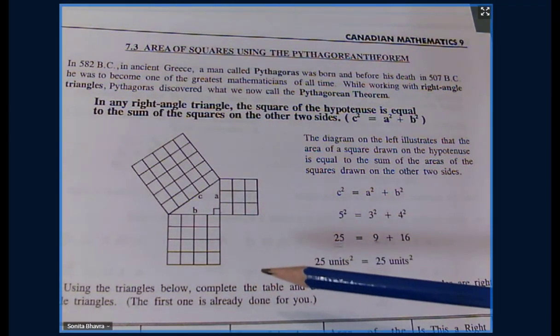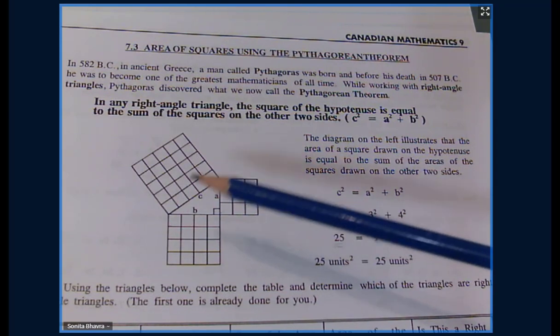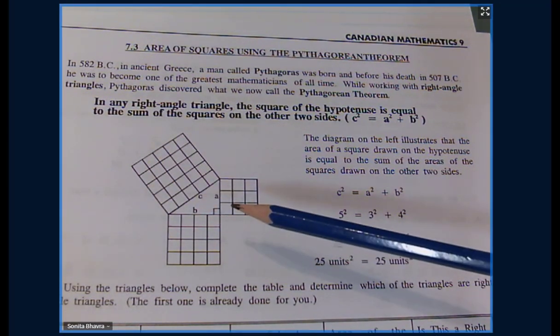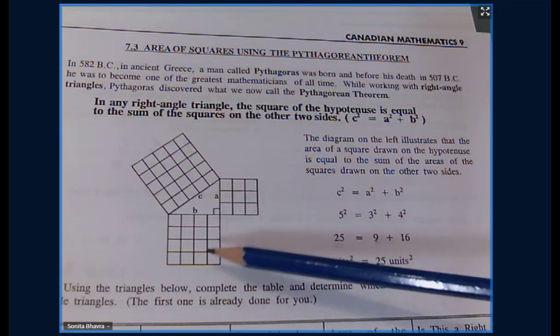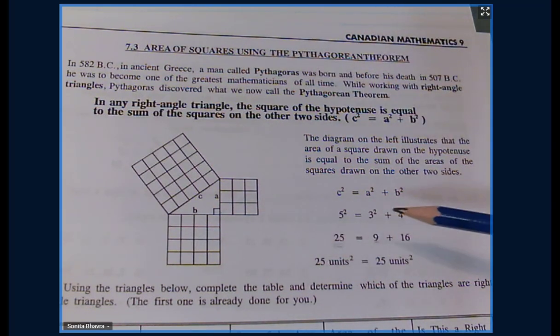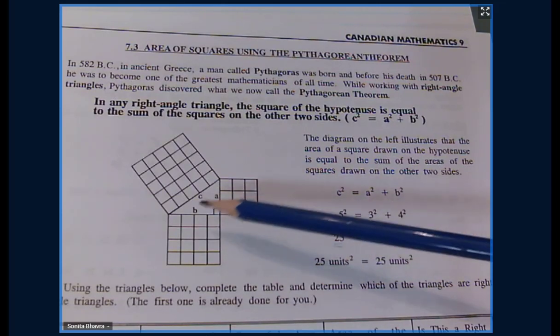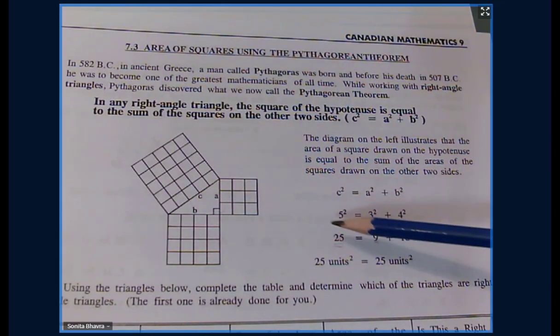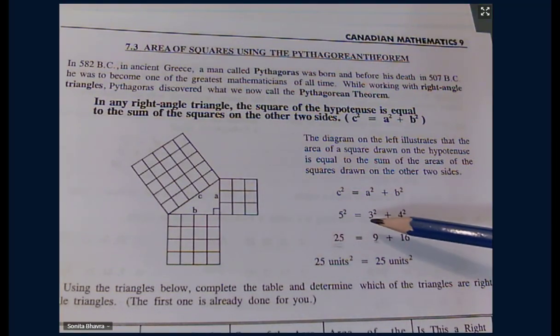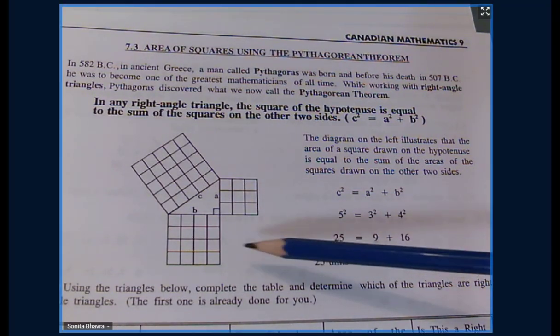All right, so the area of a square drawn on the hypotenuse is equal to the sum of the areas of the squares drawn on the other two sides. And that gives us our Pythagorean theorem, which is c squared equals a squared plus b squared. So like I said, our c here in our triangle is represented by the hypotenuse, which will be 5 squared, shown here. Our a is 3 squared, like so, and our b is represented by 4 squared.